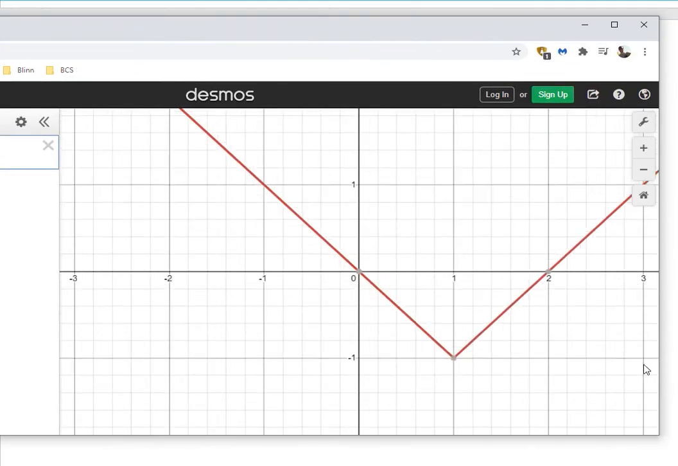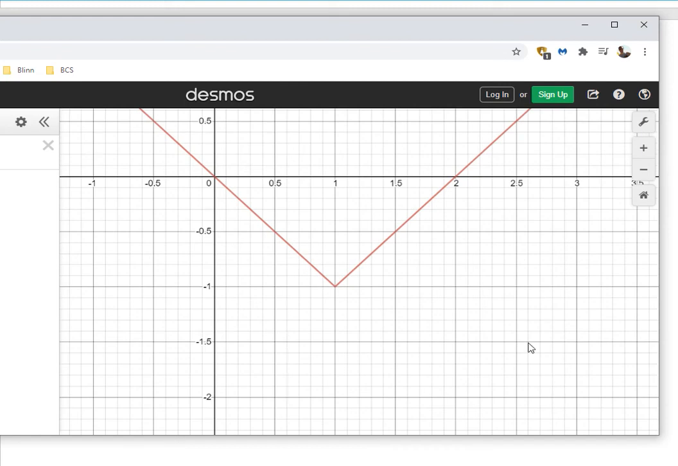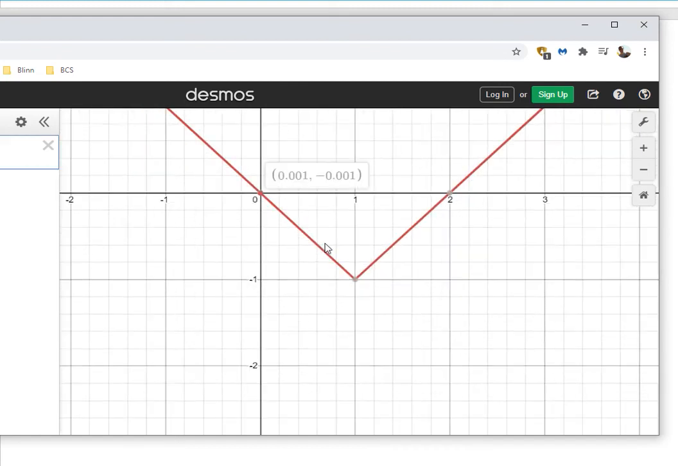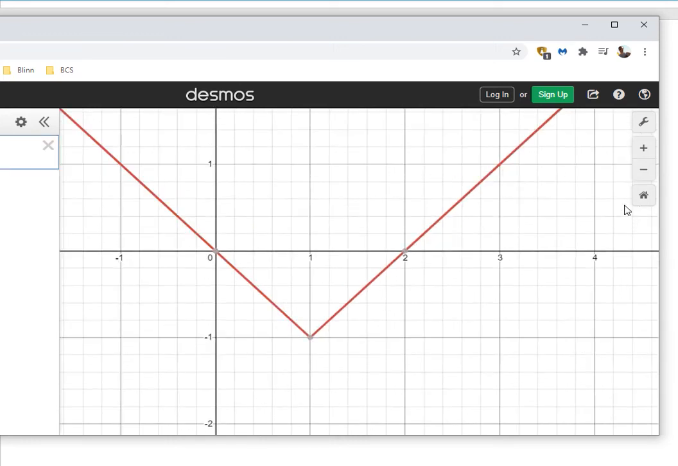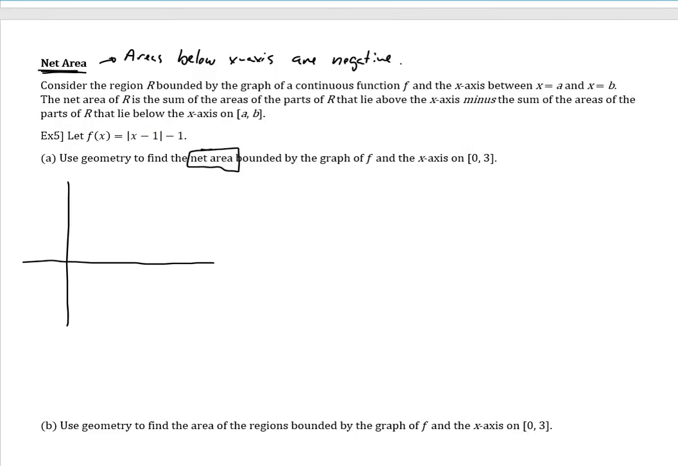Okay, so absolute value functions make that V shape. And it looks like it starts at 0, 0, and it goes down to 1, negative 1. And then we wanted to end at 3, so 3, 1. So let's make this sketch on this page. Okay, so we said it starts at 0, 0. And then it went down. And then it went back up, something like that.